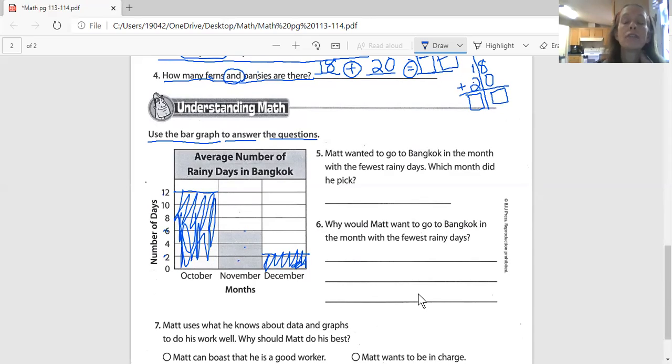If you think that the fewest rainy days are in October, write this word right here. If you think the fewest rainy days are November, write November here. If you think the fewest rainy days are in December, write December right here. I'm going to give you a nice big box to write your answer.